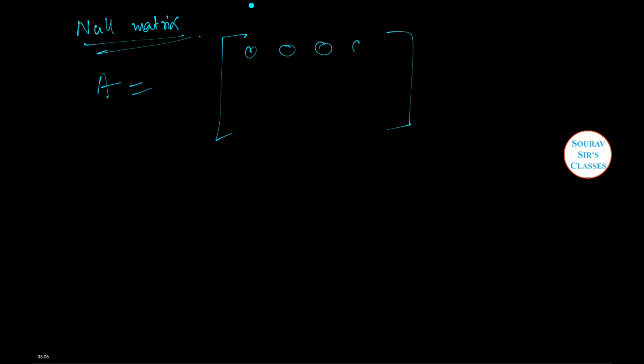Now we'll learn about null matrices. What are null matrices? Matrices whose elements are all 0 are called null matrices or zero matrices. For example, if A is a matrix with all the elements 0, this is called a null matrix.